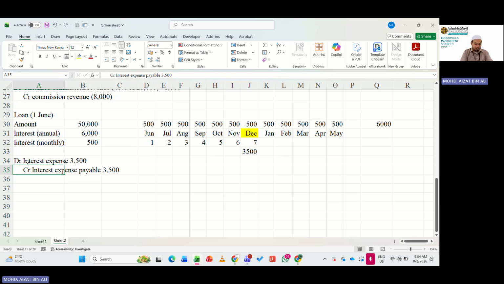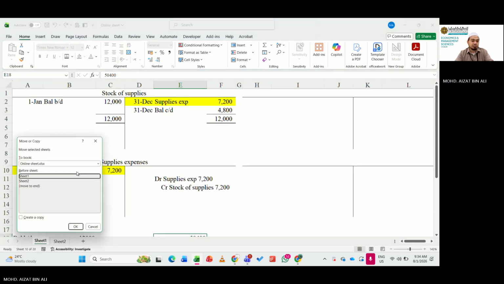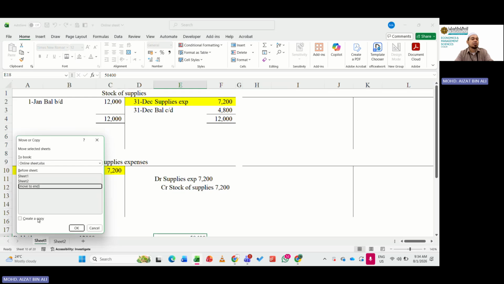Now, let's proceed with question number 3. We're still adjusting entries. Can we do question number, yeah, let's do question number 4. Number 4 is ledger entries. Now let's use the same sheet.